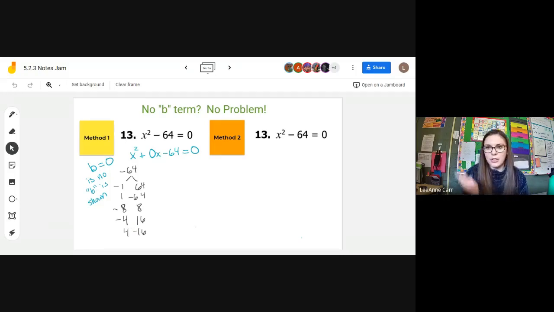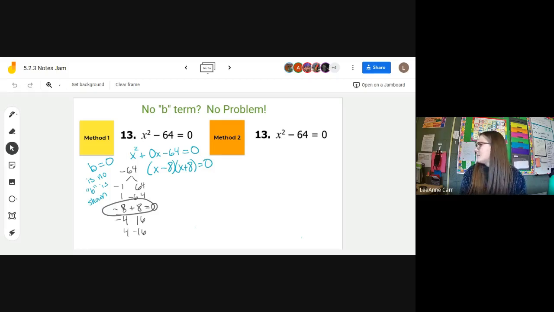So I'm sure some of you are looking at it and going, Miss Carr, I see it already. That's awesome. That just means you're getting better at factoring. Our two numbers that add up to 0 would be -8 and 8. When I add those together, I am going to get 0. So for my factors, I write x minus 8, x plus 8 equals 0.